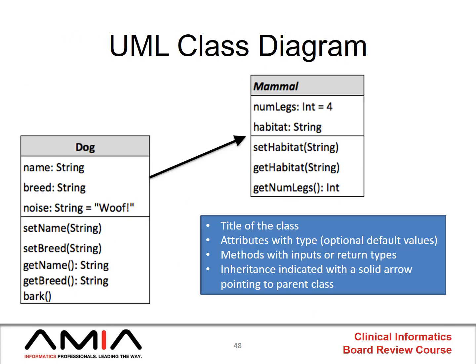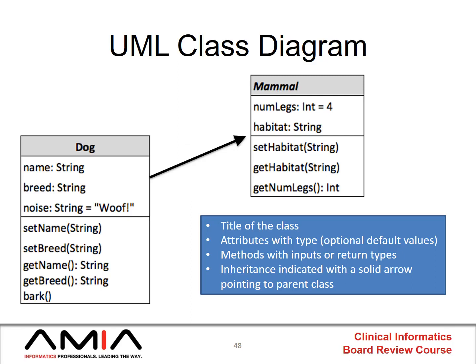So this is an example of a class diagram. What I'm showing here is that there's a dog class and a mammal class, and the arrow indicates that the dog class actually extends the mammal class. I think a little bit counterintuitively, the parent class is the one that the arrow points to, not where the arrow is coming from. But I think that's just convention for UML class diagrams.